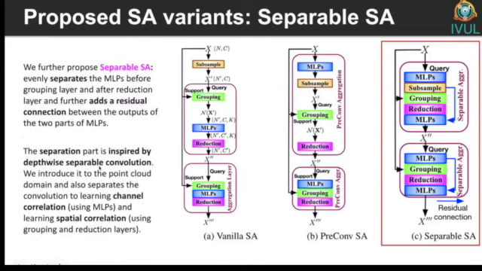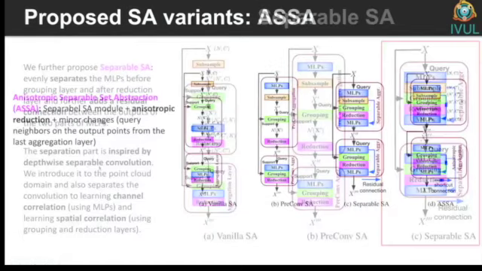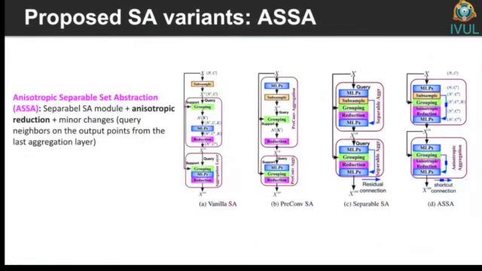The separable ASSA module is inspired by the depth-wise separable convolutions in the image domain. We introduced it to the point cloud domain, and it also separates convolutions into linear channel correlation using MLPs and learning the spatial correlation using the grouping and the reduction layer. Finally, we propose the anisotropic separable set abstraction, ASSANet module.